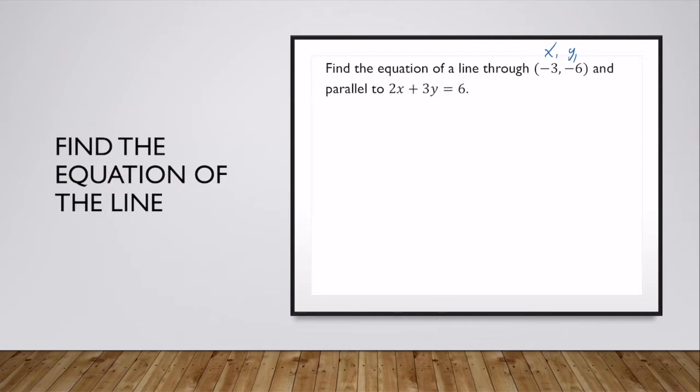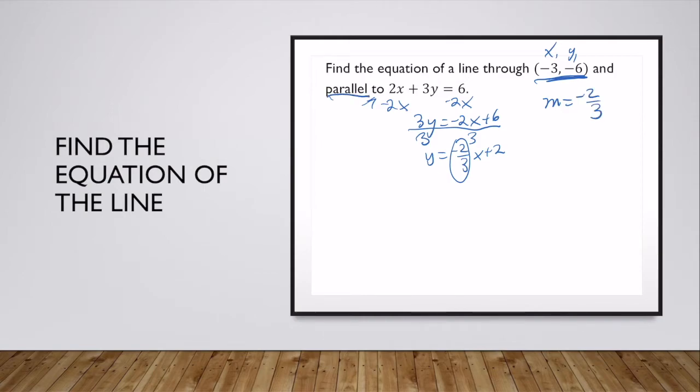Let's get this in slope-intercept form so I know what slope my new line will have. I'm going to subtract 2x from both sides. 3y equals -2x plus 6. Divide both sides by 3. y equals -2/3 x plus 2. So this is my slope. I have this is my line, and my slope is -2/3 because I want my lines to be parallel. So I have y minus y1 equals m times x minus x1.